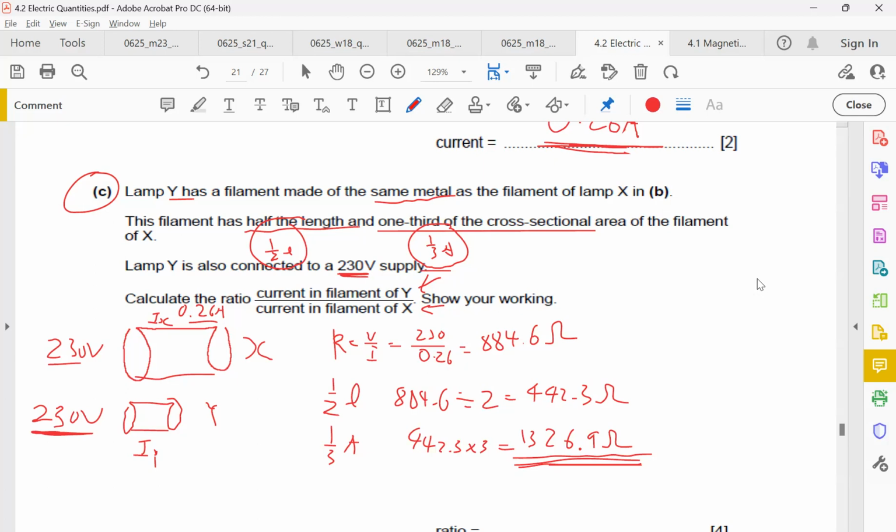Where's your calculator, by the way? I want to remind everyone to bring your calculator during the class.